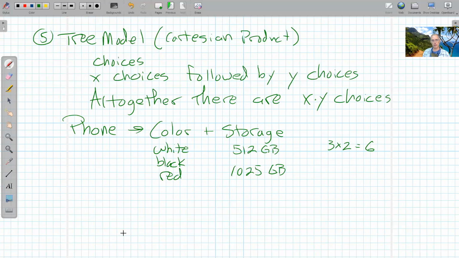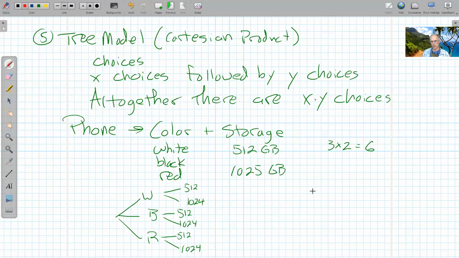And the tree version of this is to say, well, let's say first you get to decide whether you want to go with white, black, or red. And then for either phone, you could go with 512 or 1024. So for every color branch, there are 2 more branches for storage, which leads to 6 ends to the branches of the tree. Okay. So that's the tree version of it.